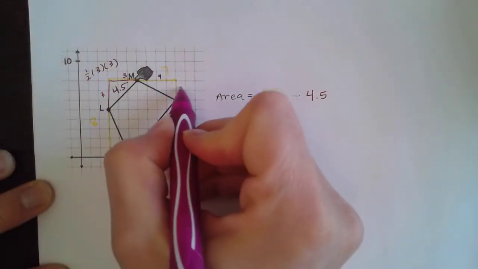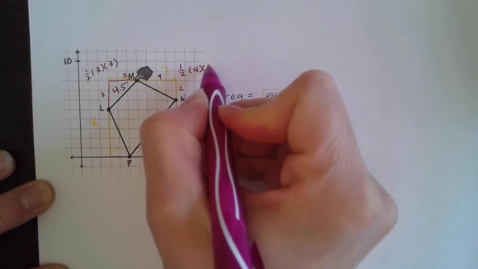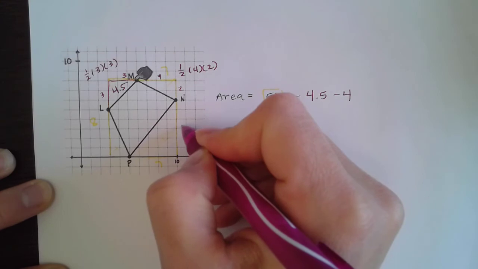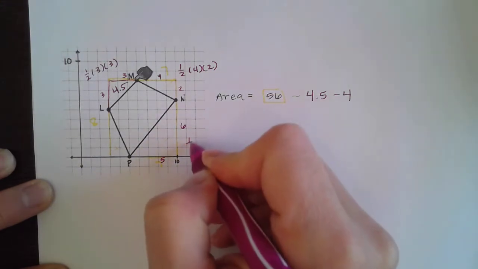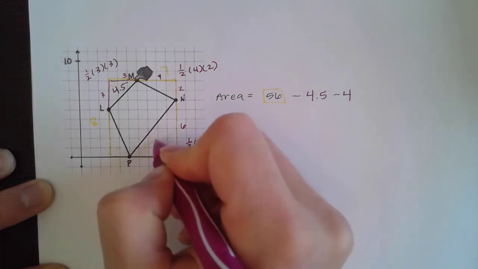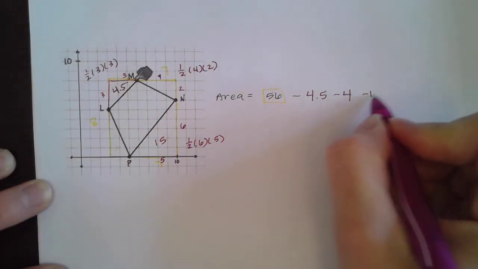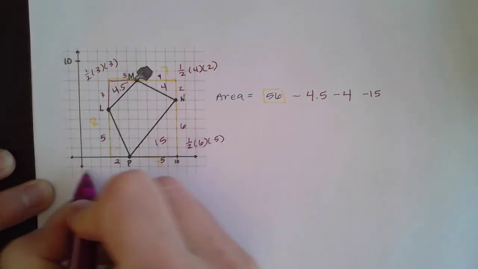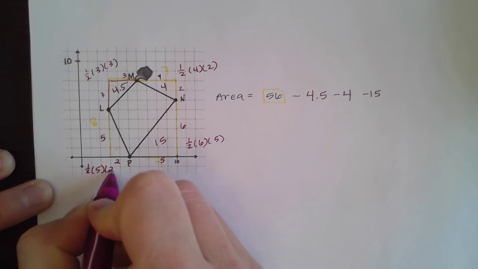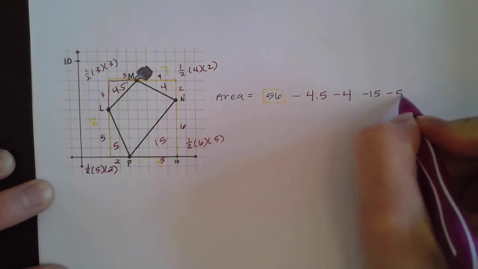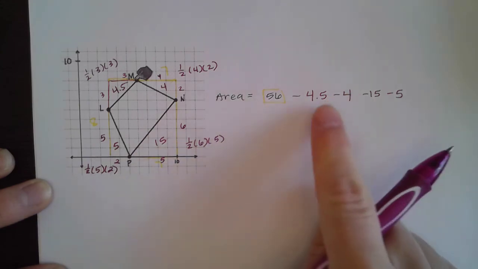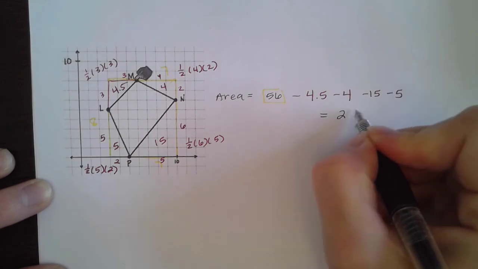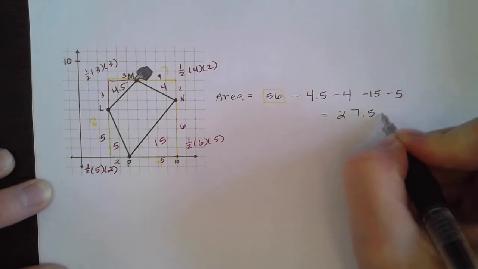All right, this one is 4 and 2. 1/2 times 4 times 2 is 4. This is 6 and 5. 1/2 times 6 times 5 is 15. Oh, I forgot to write that in there. And lastly, this one is 5 and 2, so 1/2 base times height is 5. At that point, you have your rectangle and you're subtracting all of those triangles. Plug that in your calculator, and your final area is 27.5 units squared.